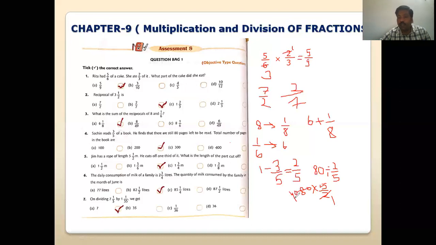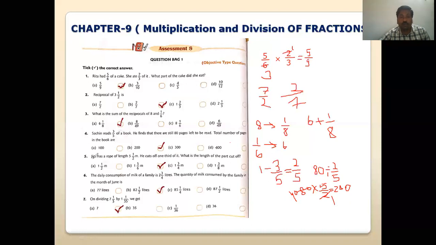Okay. And now when we multiply this 40 into the 5, we get the 200. Which number do we get, the 200? It means 200 pages a book has. How many total number of pages? 200. That means option B will be correct.